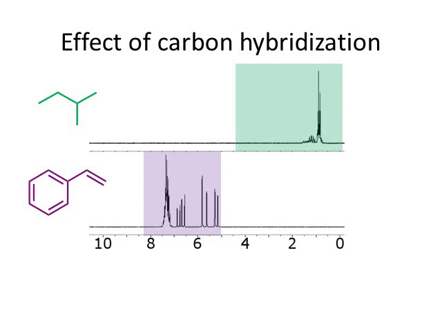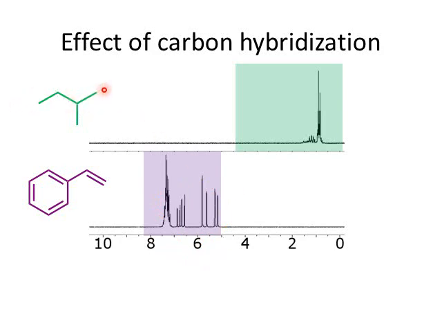So for instance, in the top I have a spectrum of 2-methylbutane. And you'll notice all of the signals are over here. In the bottom, I've got the spectrum of styrene, and notice all of the hydrogen signals are down here.